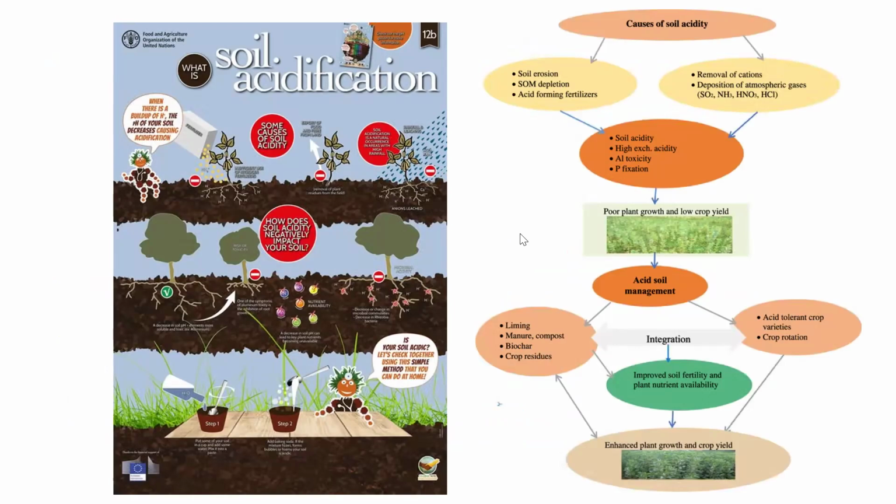So this is a diagram which is a general view of the things which I have discussed previously. Causes of soil acidity include soil erosion, soil organic matter depletion, and the excessive usage of acid-forming fertilizers, like ammonium nitrate, urea, and SSP. Soil acidity also removes the cations, making low base saturation, and is caused by deposition of atmospheric gases like sulfur dioxide, ammonia, and nitric acid.